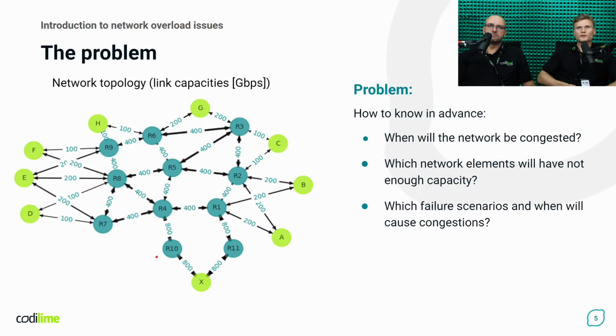Given the context introduced by Tomasz, we want to address the problem of detecting future overloads in the network. That means, first of all, we want to know when the overloads will be present in the network and which particular elements of the network will suffer from the lack of capacity. We enrich our analysis with different failure scenarios to make sure that our network is resistant to them.